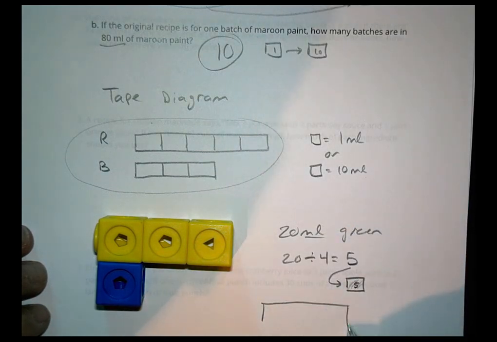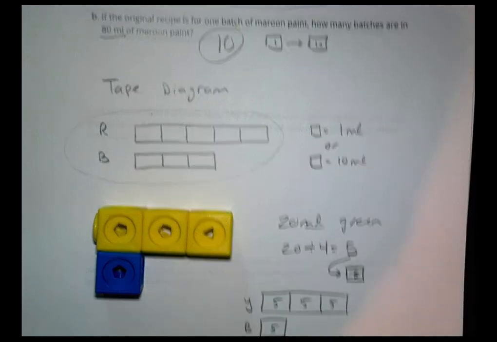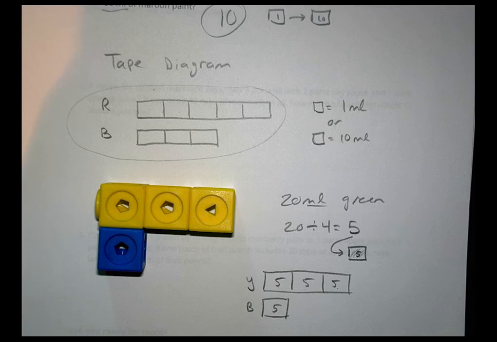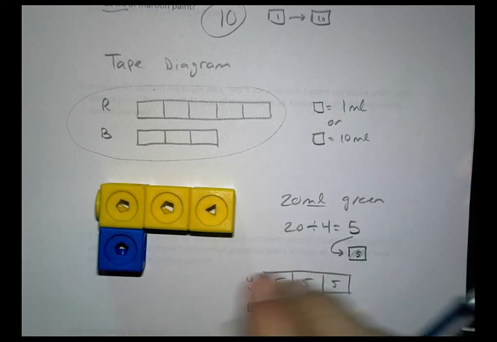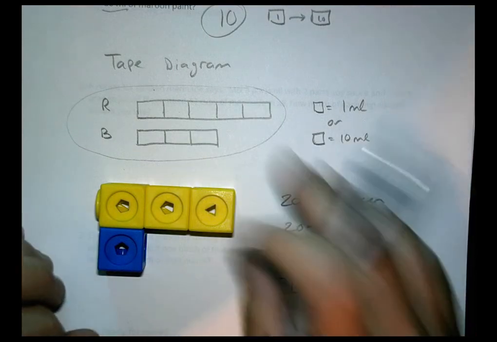So if I was to draw it out like this, I would say my yellow is here, my blue is here, and each one has a value of 5 milliliters, and 5 milliliters. So in total, I would have 20 milliliters of green paint by adding 1, 5, 10, 15, 20. So each part is going to be equal, and I ended up with 5 milliliters in each part. That's the way a tape diagram works, and we're going to be working on more of these. You can use the snap cubes if you need to from time to time, but you can also draw your boxes and try to line them up so they look the same and proportional.